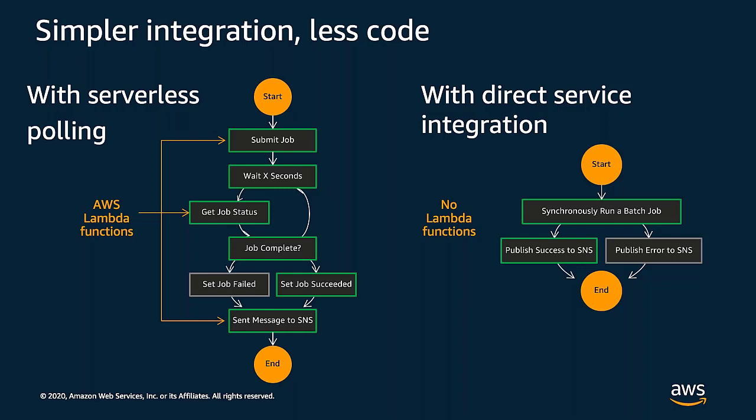Without service integrations, you have to write a polling model like you see on the left, and you have to write and maintain that yourself using AWS Lambda functions to get the job status, check if it's complete, if not, wait and retry, and handle failures. But as you see on the right, you can greatly simplify this workflow with a direct service integration. This workflow runs an AWS Batch job synchronously. That batch job will have one of 2 outcomes. It will succeed or it will produce an error. Each outcome publishes its results to an SNS topic that you configure, and the workflow is complete.